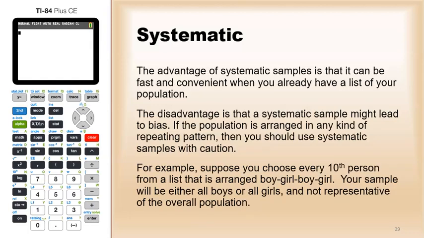Now, the advantage of systematic samples is that they're fast and convenient when you have a list. So this really only works if you have a small or moderate sample size. The disadvantage is that a systematic sample might lead to bias. If the population is arranged in any kind of repeating pattern, then systematic sampling will not give you good results. For example, suppose you chose every 10th person from a list that's arranged boy, girl, boy, girl. Well, then your sample is either going to be all boys or all girls, and not representative of the entire population.